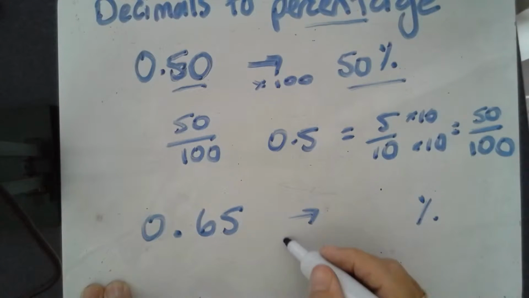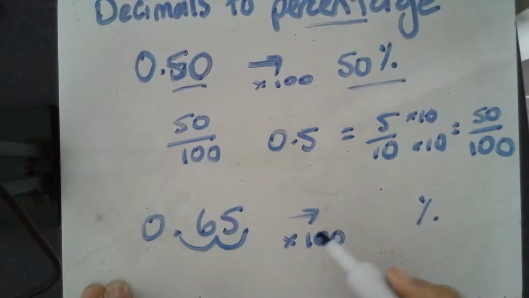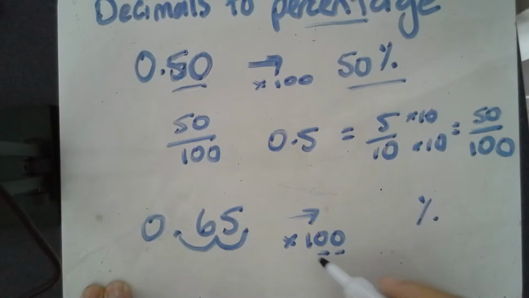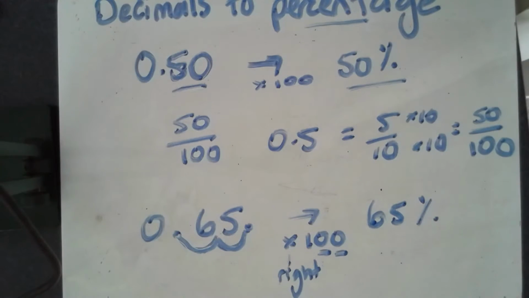Well, we know that we need to times it by 100. How do we times a number by 100? Well, all we have to do is move the decimal place 1, 2 places, because there are 2 zeros, and when we multiply, we go to the right. So we multiply, we go to the right 2 places because there are 2 zeros. So if we move our decimal from there over to here, our answer will be 65%. So 0.65 is 65%.